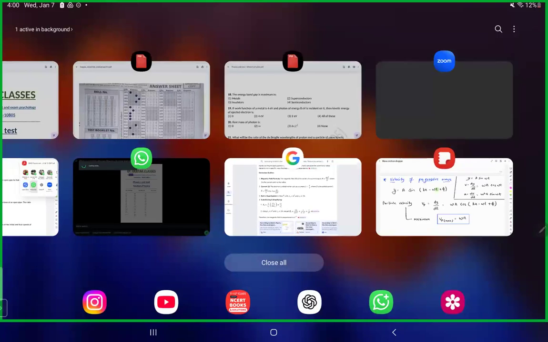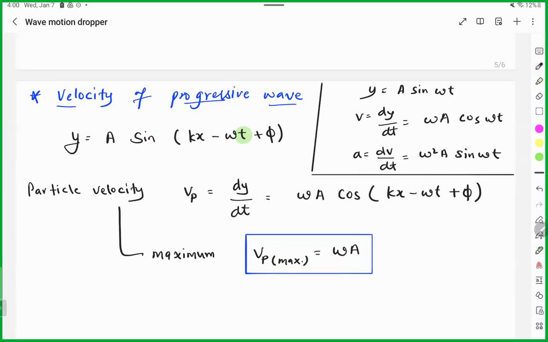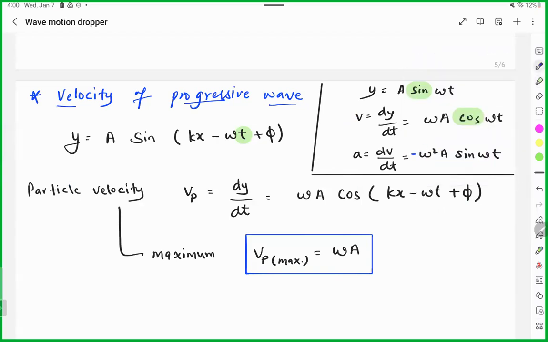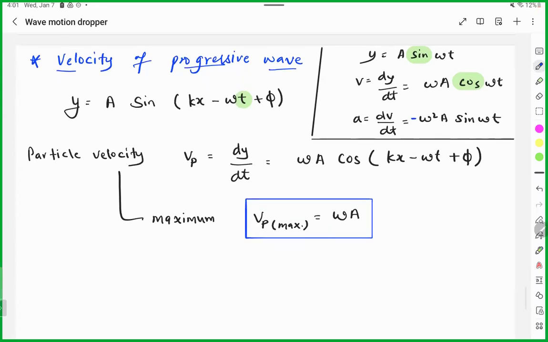Why? Because differentiation of sine is cos, but differentiation of cos is minus sine. That's why it will be minus omega square a sine omega t. Almost the same. Even if you calculate velocity there in SHM, maximum velocity will be omega a. Same, maximum velocity here is omega a.